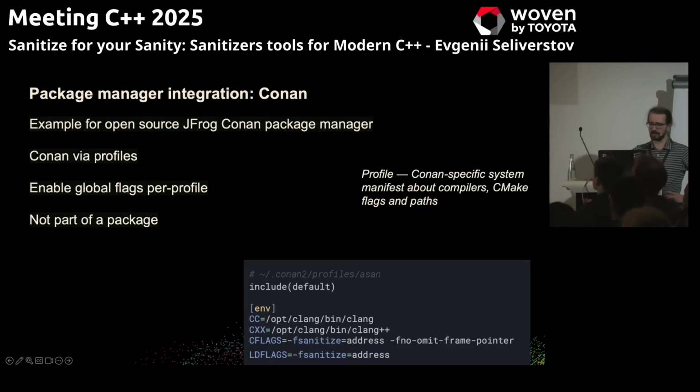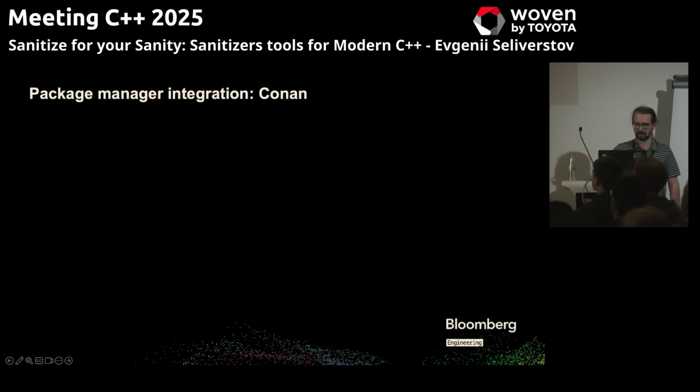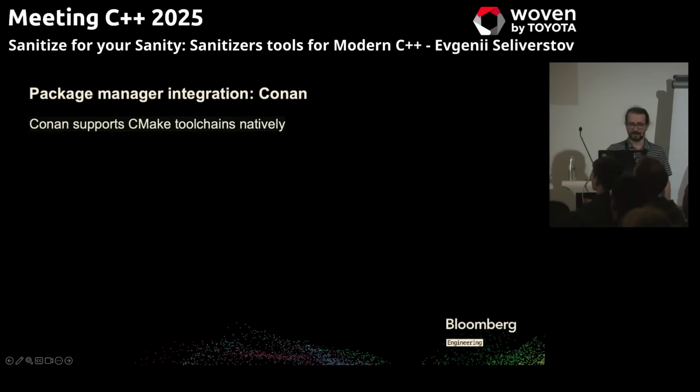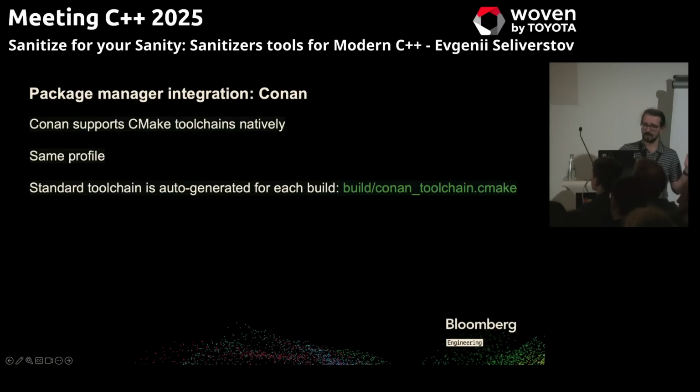And it requires all the packages to be rebuilt because the flags are not part of our package. It's a part of the host system. So unfortunately, we need to rebuild all of them. Lucky us, from Conan 2.0, which is probably 5 years old now, we support symmetrical chains natively. So we use the same profile. We don't tweak it. Unfortunately, the chain is auto-generated for each build.